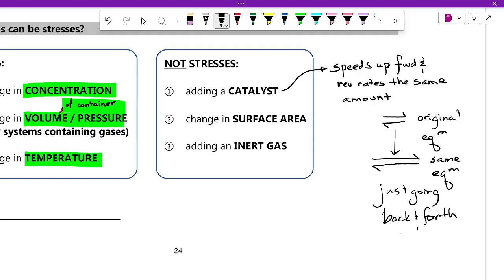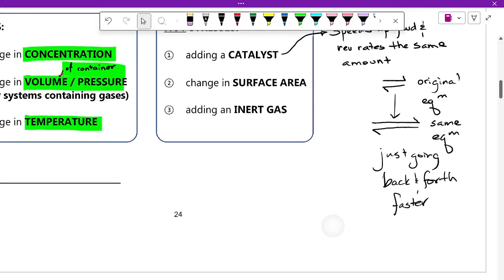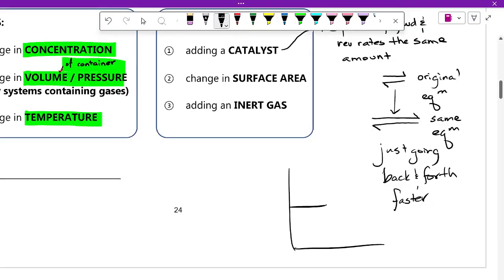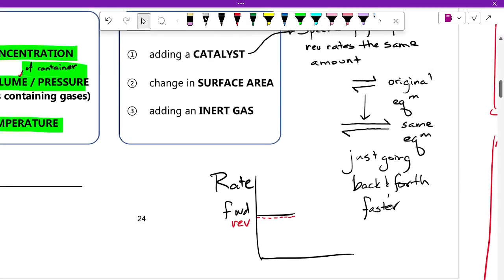So the concentration graph won't change. The rate graph will change. So if we were to draw a rate graph for a catalyst, it would look like this. So there's our forward and our reverse rates. And what will happen is that, remember, it speeds up the forward and reverse rates the same amount.